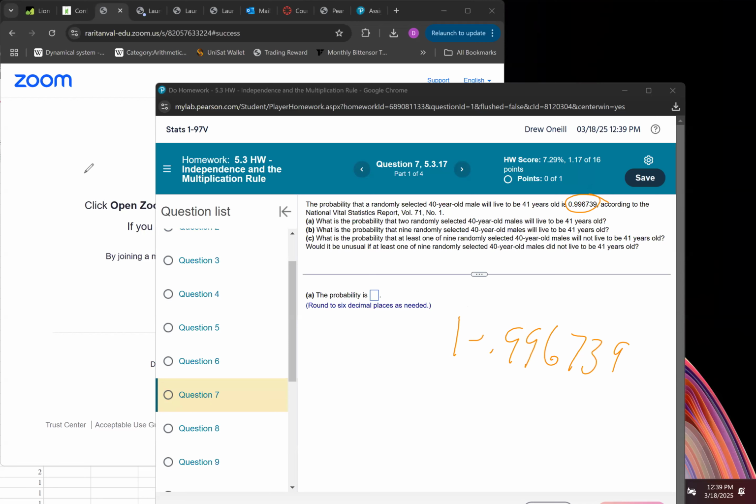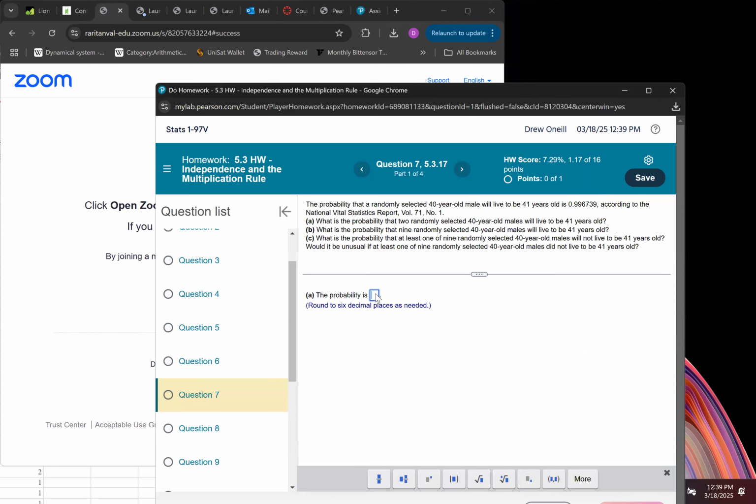So why don't we just do this so that you guys can see. What's the probability? What was it? 0.996739. It's just a little annoying to write these out. Let's do it. 0.996739 squared. It's 6 decimal places. This is ridiculous.